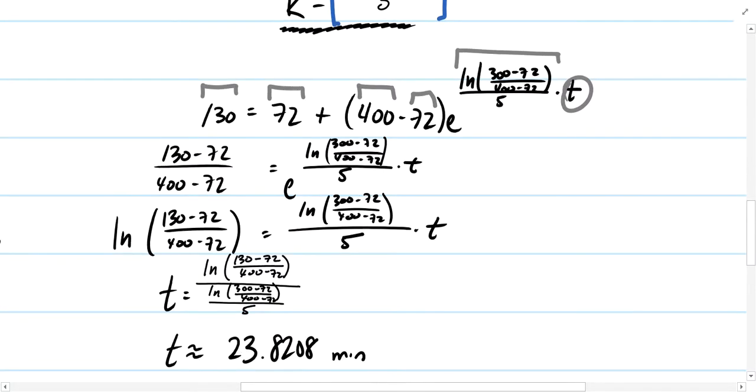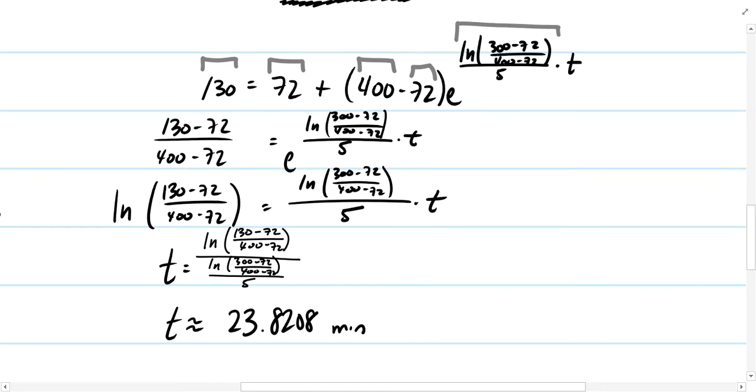Well, t is sitting in the exponent, and when we solve for a variable or an unknown in an exponent, we have to use a logarithm. In order for us to solve for that logarithm, we need to isolate this exponential. So again, we're starting with 130, and we'll subtract 72 to move it to the left-hand side. We'll divide by 400 minus 72, and again, we've produced a similar-looking expression here.